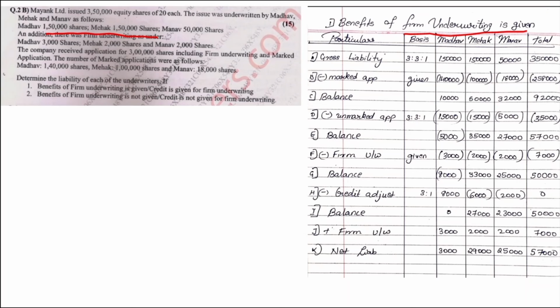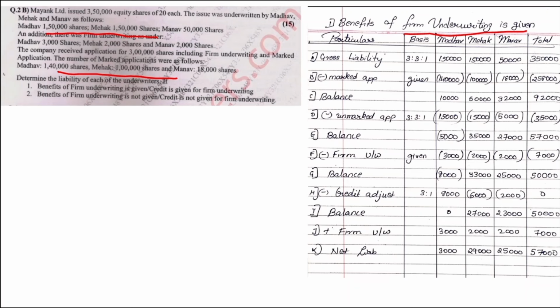Less marked applications, we have 1,40,000, 1 lakh and 18,000. Total is 2,58,000. We subtract it and get the balance. So 1,50,000 minus 1,40,000 is 10,000. 1,50,000 minus 1 lakh is 50,000. 50,000 minus 18,000 is 32,000. Total comes to 92,000.